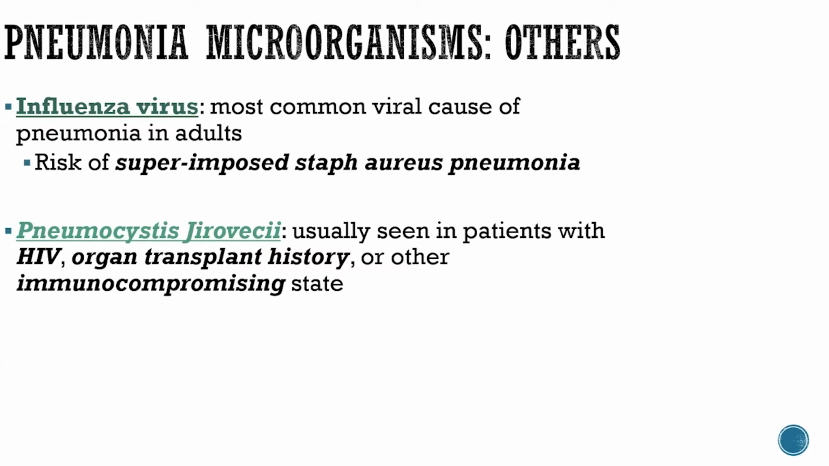Pneumocystis jirovecii, previously called PCP, is a fungus that can often cause pneumonias in patients with immunocompromised states. Now, classically, you'll see Pneumocystis jirovecii in patients with HIV with low CD4 counts or with high viral load. But keep in mind that you may also see this in patients with organ transplant history, because people who undergo organ transplants are usually placed on medications that suppress their immune system.